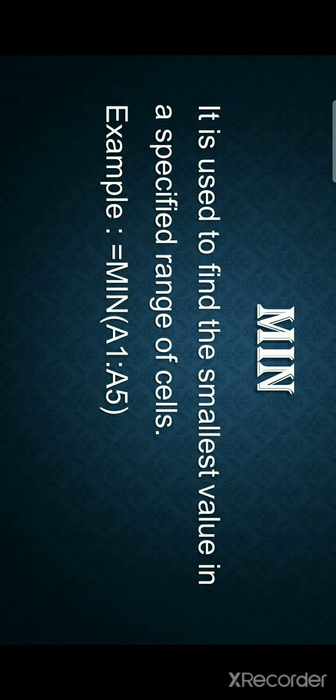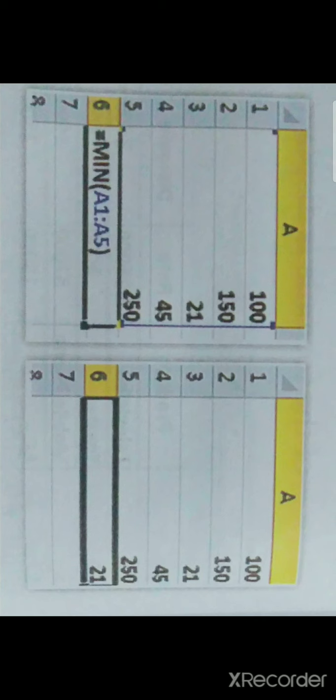Next function is MIN. It is used to find the smallest value in the specified range of cells, and the example of the MIN function is =MIN(A1:A5), which is shown in the following picture. You can see in column A there are the following numbers: 100, 150, 21, 45, 250, in which if you want to find out the minimum value, you have to use the function =MIN(A1:A5), and you will get your result, that is 21 is the minimum value.